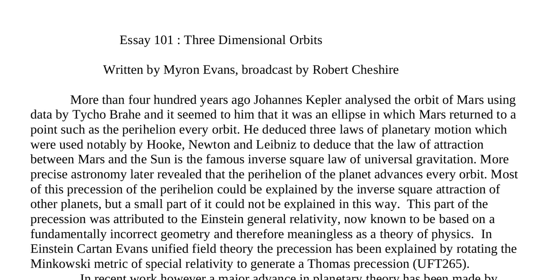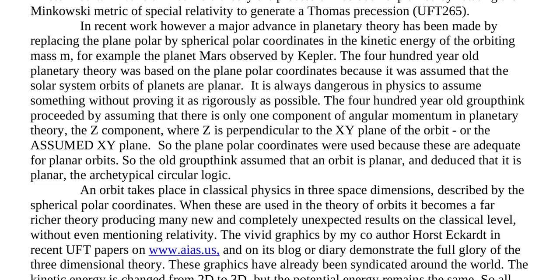In Einstein Cartan Evans' unified field theory, the precession has been explained by rotating the Minkowski metric of special relativity to generate a Thomas precession, UFT 265. In recent work, however, a major advance in planetary theory has been made by replacing the plane polar by spherical polar coordinates in the kinetic energy of the orbiting mass m. For example, the planet Mars observed by Kepler.